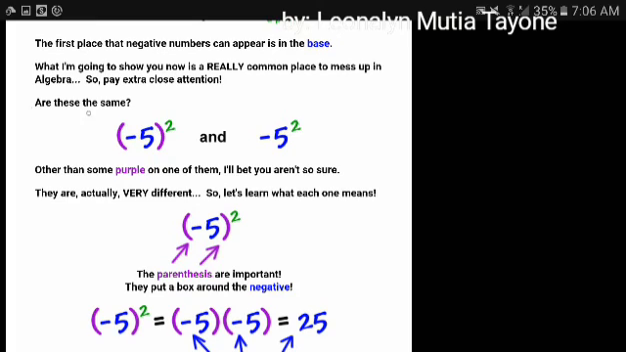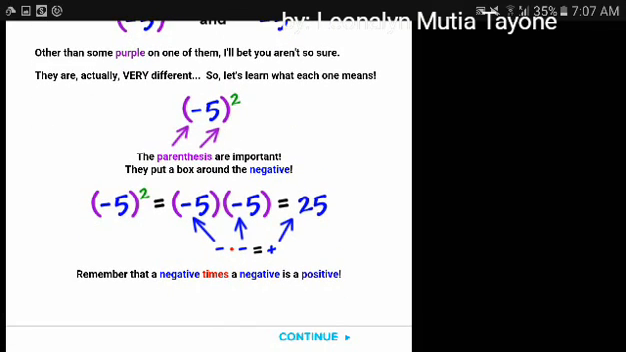Basahin natin. Are these the same? Itong negative 5, parehong nasa loob ng parenthesis, tsaka siya ni-raise ng 2 or even number, and negative 5 raised to 2. Walang parenthesis si negative 5. Ang tanong, pareho ba silang dalawa? Sagot dito ay hindi. Itong isa, negative 5, tapos nasa loob sila ng parenthesis, tsaka siya ni-raise ng 2, ibig sabihin yan ay negative 5 times negative 5, and that is positive 25.